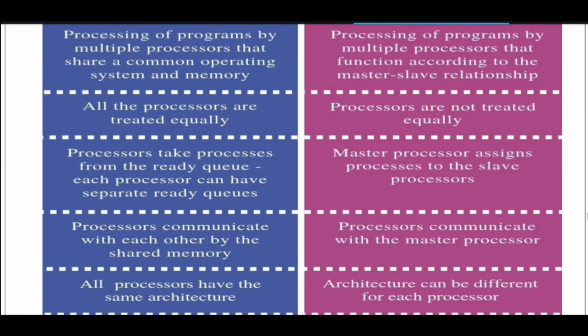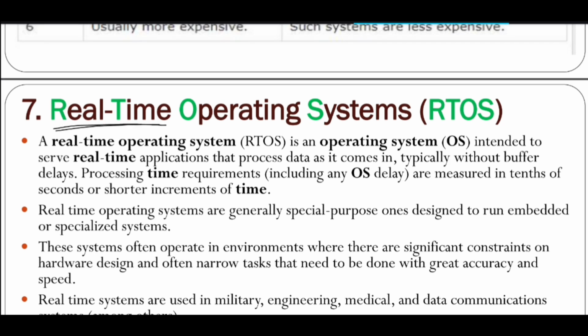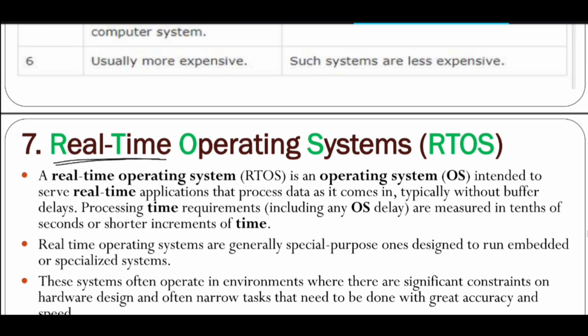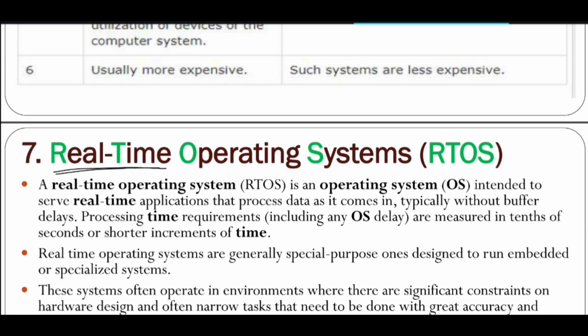Then let's move on. This is our real-time operating system. A real-time operating system is used in applications that need an immediate response, in real time. A real-time operating system is an operating system intended to serve real-time applications, that is, live applications.